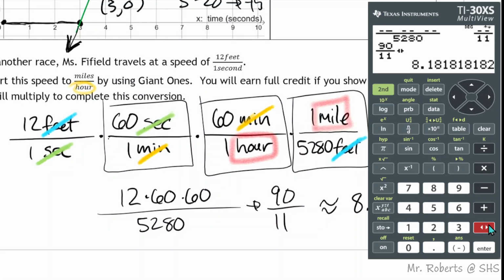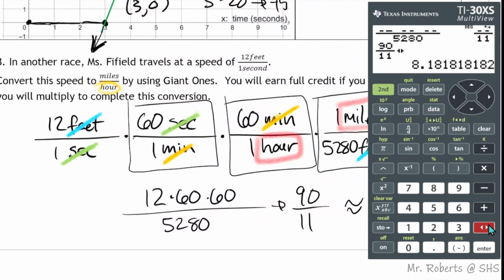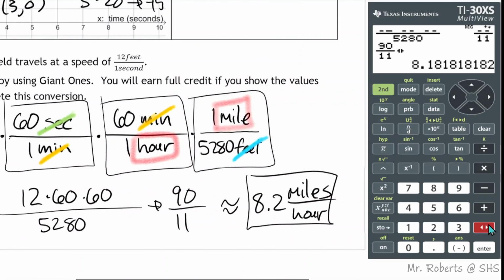8.2 miles per hour on Mrs. Fifield's tricycle. Was she in a tricycle? Doesn't say. I think we're all in tricycles. She's riding on a tricycle. 8.2 miles per hour.